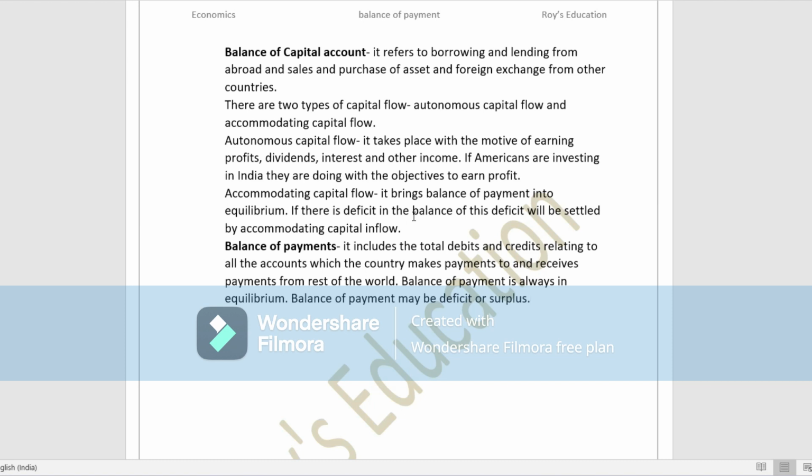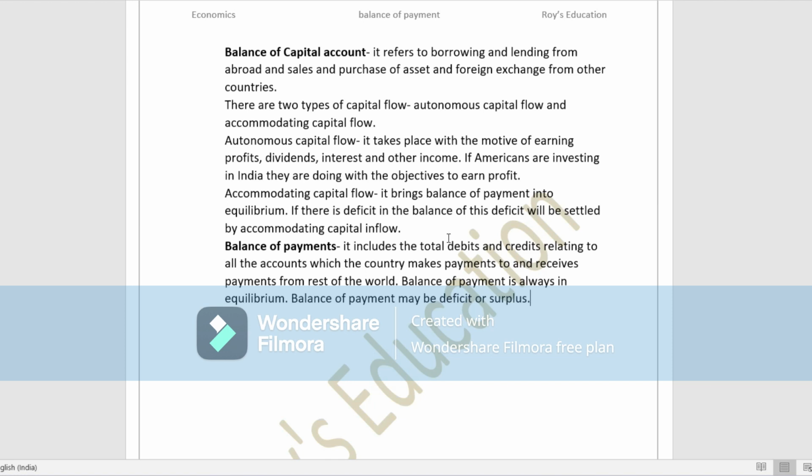And what is the accommodating capital flow? It brings the balance of payment into equilibrium. So balance of payment will be in equilibrium. If there is a deficit in the balance of payment, this deficit will be settled by this accommodating capital flow. By using this accommodating capital flow, your deficit will be settled.